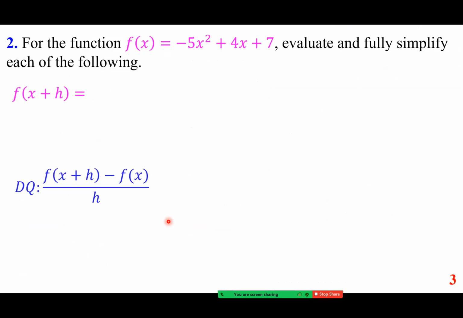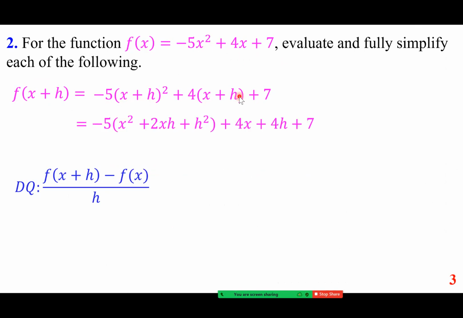The next question is, given f of x, we want to evaluate this, which means replace the x with x plus h. Now x plus h squared is x squared plus 2xh plus h squared. And this one is 4x plus 4h. When you distribute, you get minus 5x squared, minus 10xh, minus 5h squared. The rest of them repeat.